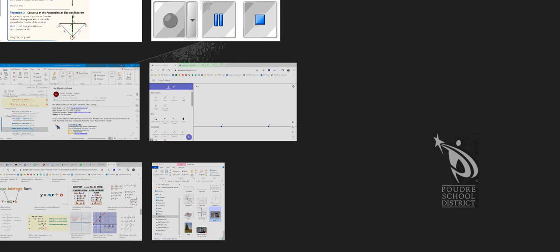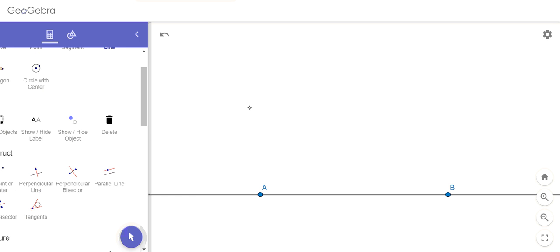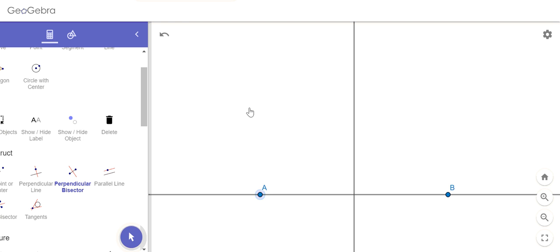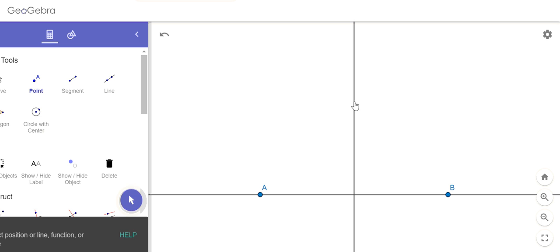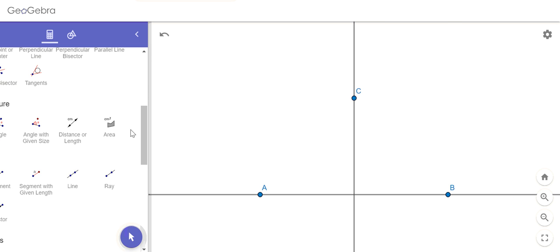I want to use our GeoGebra here to investigate this. We can see that we have a line segment AB. If we do a perpendicular bisector, I can select points A and B, and I get a perpendicular bisector. Then if I create a point C on that perpendicular bisector, I can show that the distance from A to C is the same as the distance from B to C.